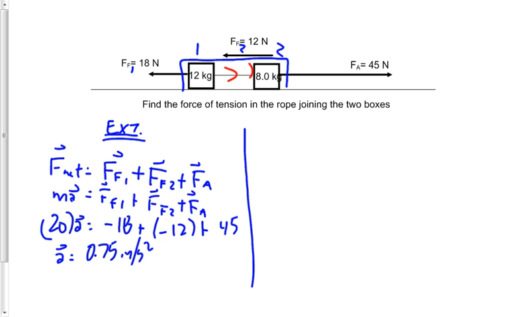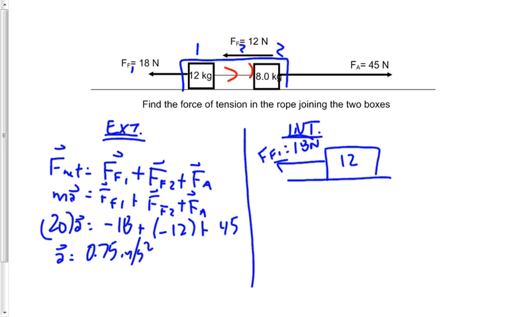Now let's look at the internal. Let's pick an object. It doesn't matter whether it's the 12 or the 8. Okay, I'm going to pick the 12. On the 12 kilogram object, there is a force of friction. We're calling that FF1. It's 18 newtons. FF2 doesn't act directly on the 12. It acts on the 8. The 45 doesn't act directly on the 12. It acts on the 8. There's one more force, though, that does, and that's going to be the force of 2 on 1, the force of the 8 pulling the 12.